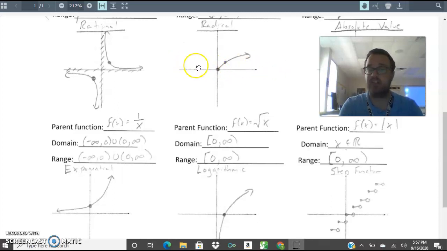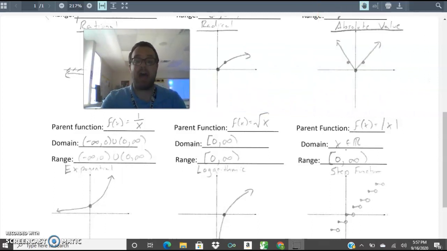No negative x values can go in because we can't have the square root of a negative number, so that's restricted in our function. Same thing for the range. The only things that will come out are positive numbers, 0 to infinity. So our domain and our range are from 0 to infinity.